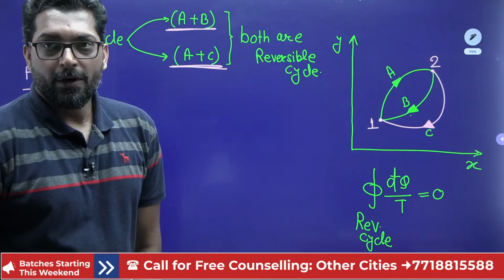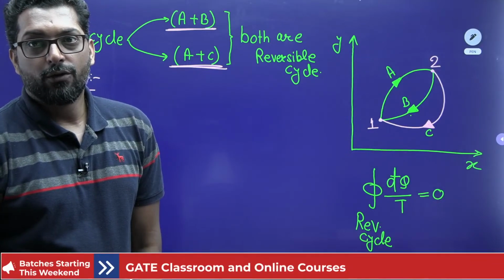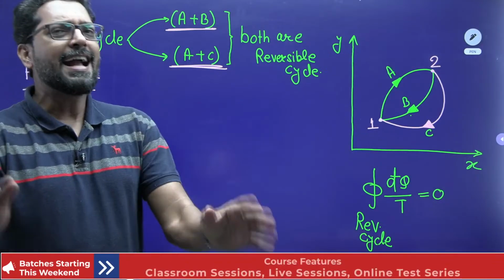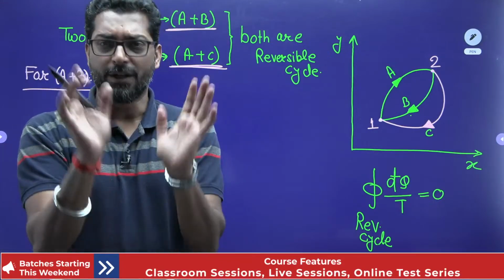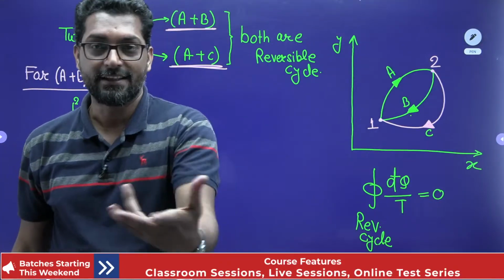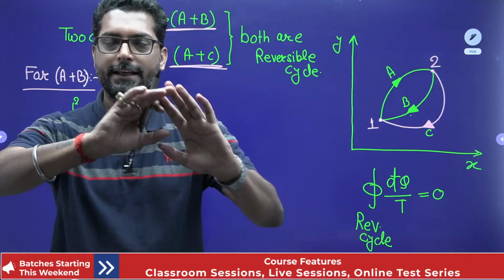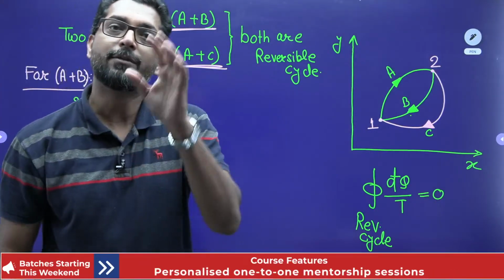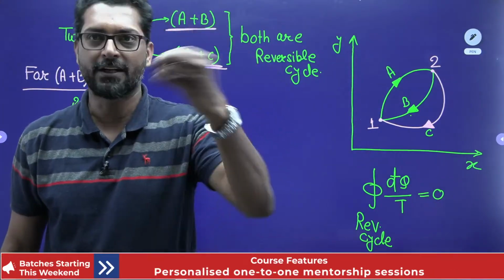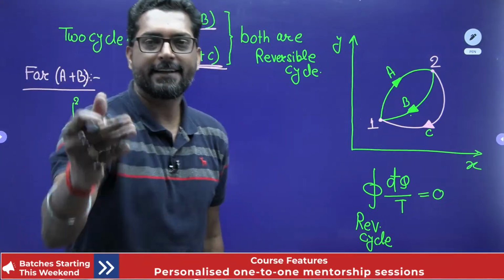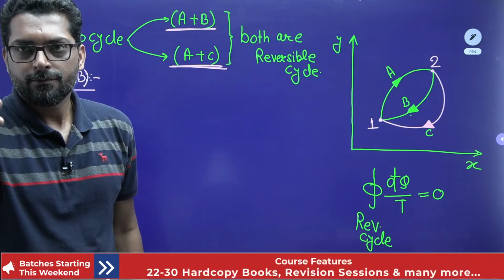dq by t is a property when the entropy value is 0. Right now I am not defining the entropy. I am not defining any entropy. I am defining only a property, and what is that property? I don't know, okay? But let's take your question, no problem.